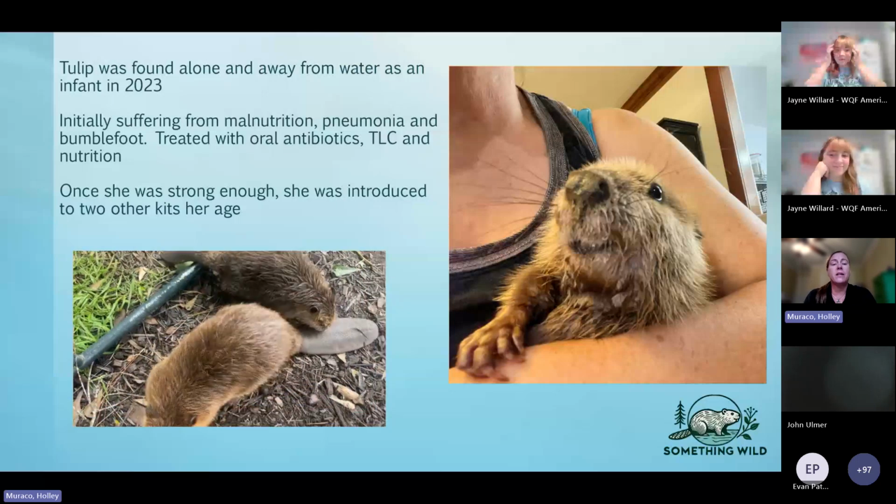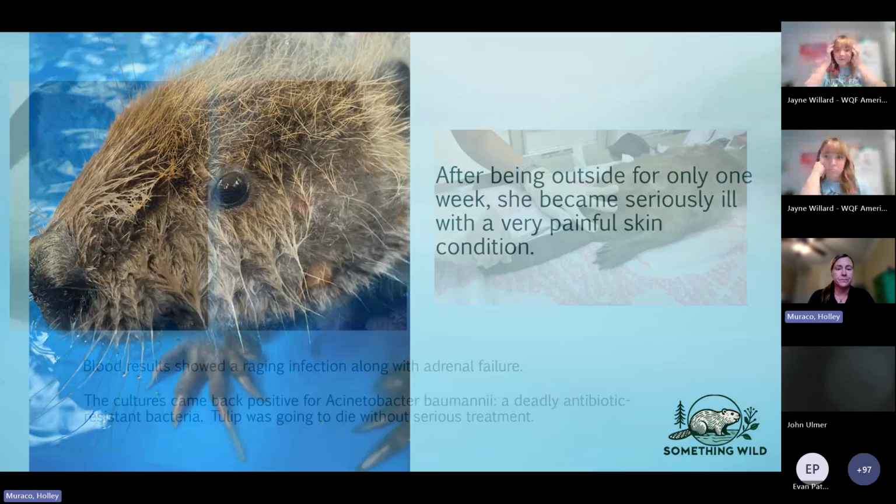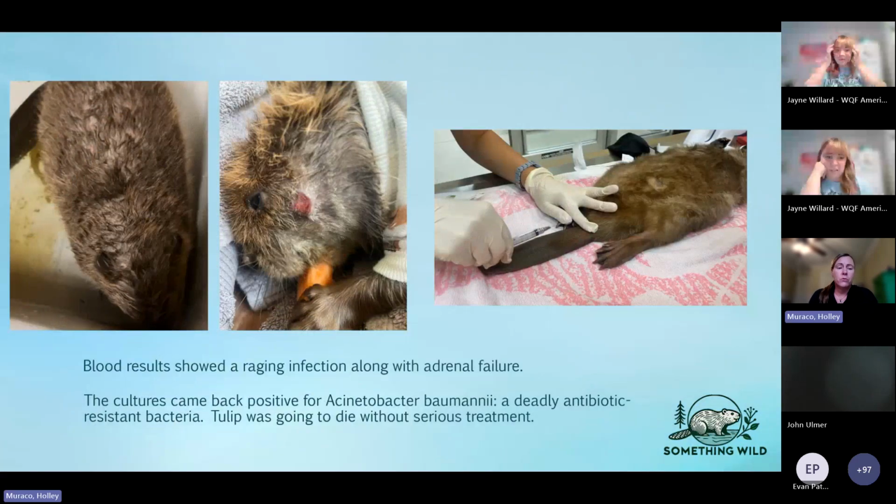We had her outside, getting her ready for her full introduction to those older kits, and she was only out there for maybe a week, and she became seriously ill with a horrible skin condition. And the blood results showed that she was absolutely dealing with a horrible bacterial infection, and her adrenal glands were failing. And the cultures came back for Acinetobacter baumannii, and that is a deadly antibiotic-resistant bacteria that is basically creating a flesh-eating bacteria, essentially, in simple terms.